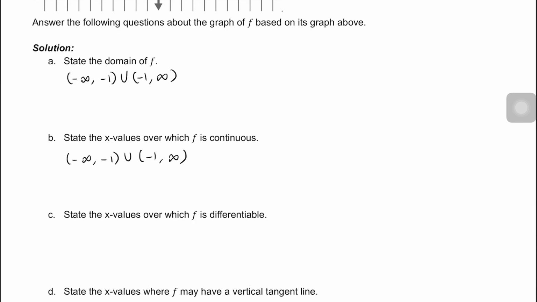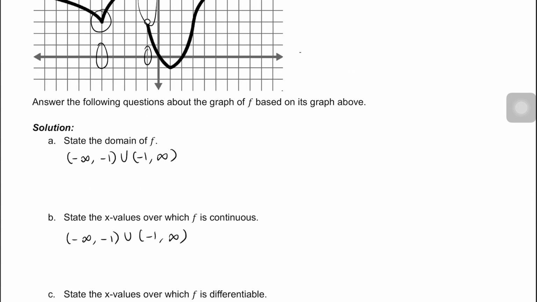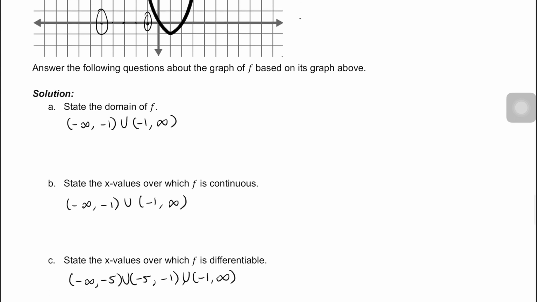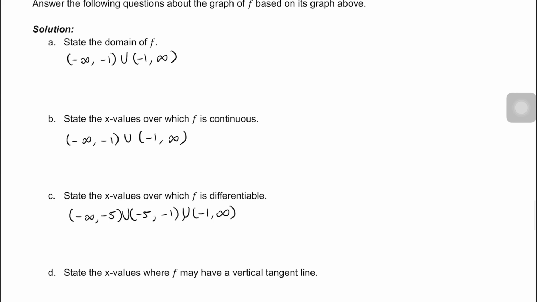So the function is differentiable everywhere from negative infinity all the way to this value, which is -5, and then it jumps from -5 to -1, and then from -1 to positive infinity. So it is differentiable between those intervals.